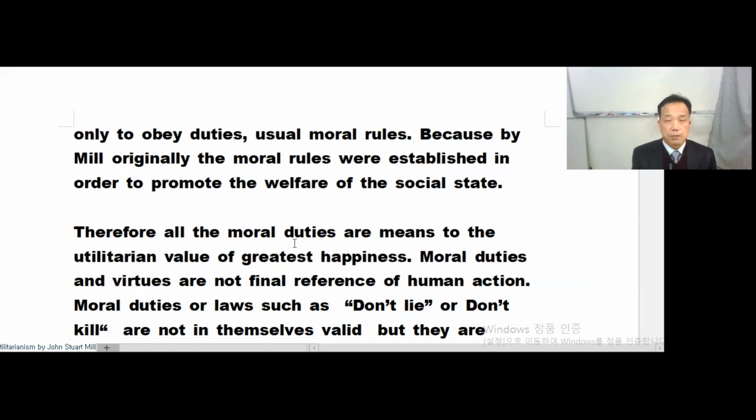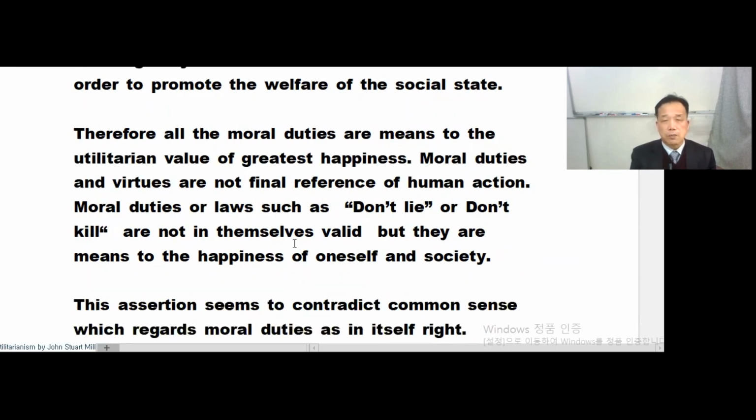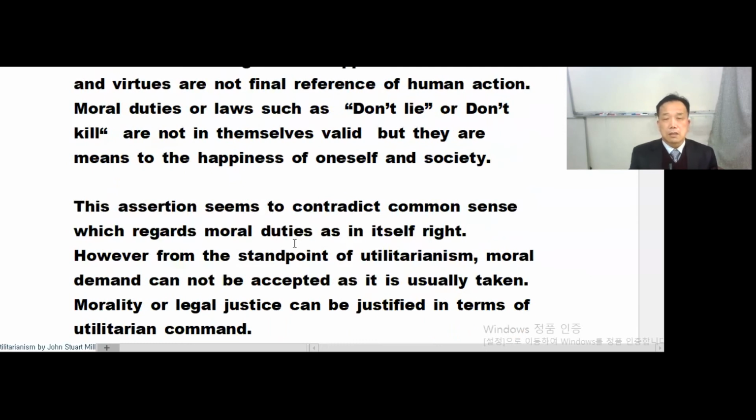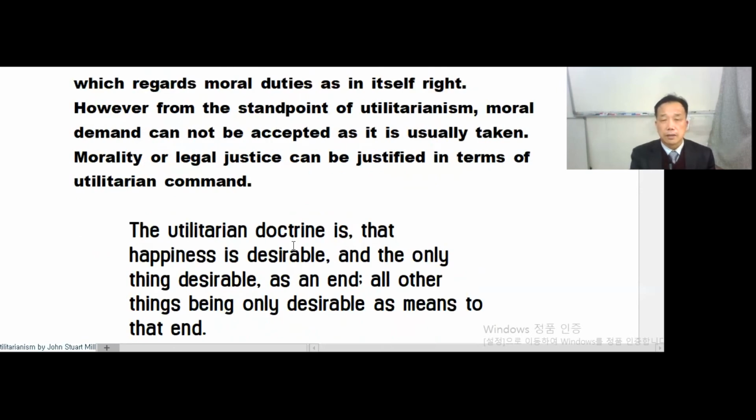Moral duties and virtues are not the final reference of human action. Moral duties or laws such as don't lie or don't kill are not in themselves valid, but they are means to the happiness of oneself and the society. The assertion seems to contradict the common sense which regards moral duties as in themselves right. However, from the standpoint of utilitarianism, moral demand cannot be accepted as it is usually taken. Morality or legal justice can be justified in terms of the utilitarian command.